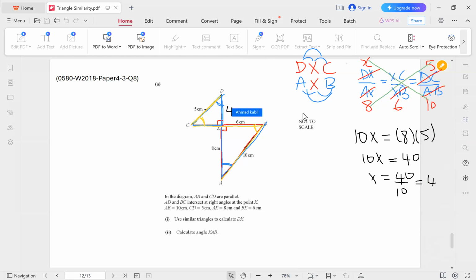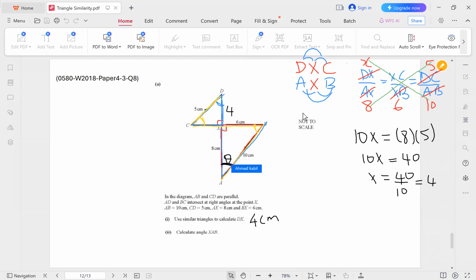We can also get CX by the Pythagorean theorem if needed. But let's see if it's needed or not. So for DX, we have 4 centimeters. So this is the answer to question A. And for question II, we are required to find angle XAB, and we don't really need to get CX for that. So we're looking for this angle here. Let's call it theta, for example.